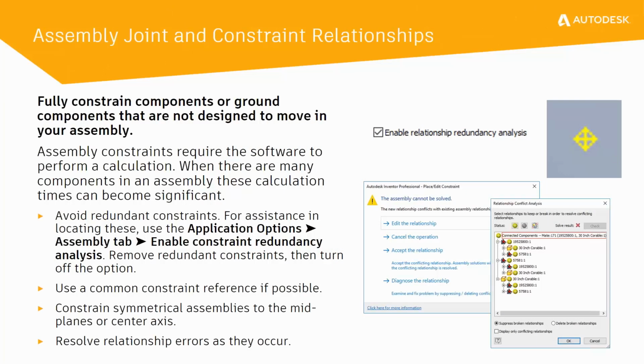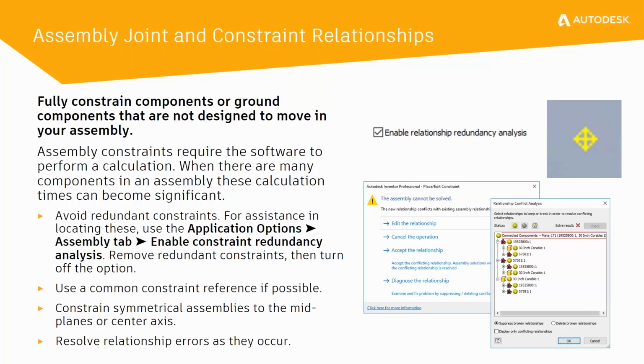Fully constraining components or grounded components that are not designed to move in your assembly is good, but the reality is that assembly constraints require the software to perform a calculation. And so when there are many constraints inside of an assembly, or many parts, each of which have many constraints, then this calculation can become significant.